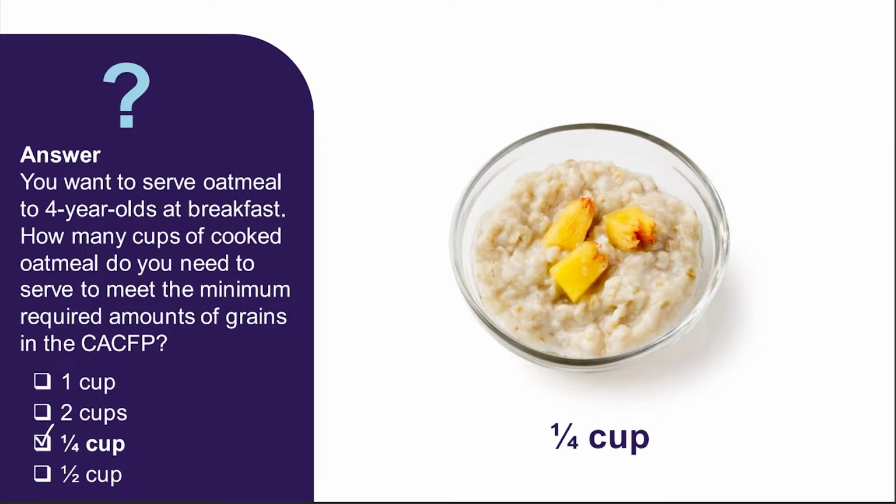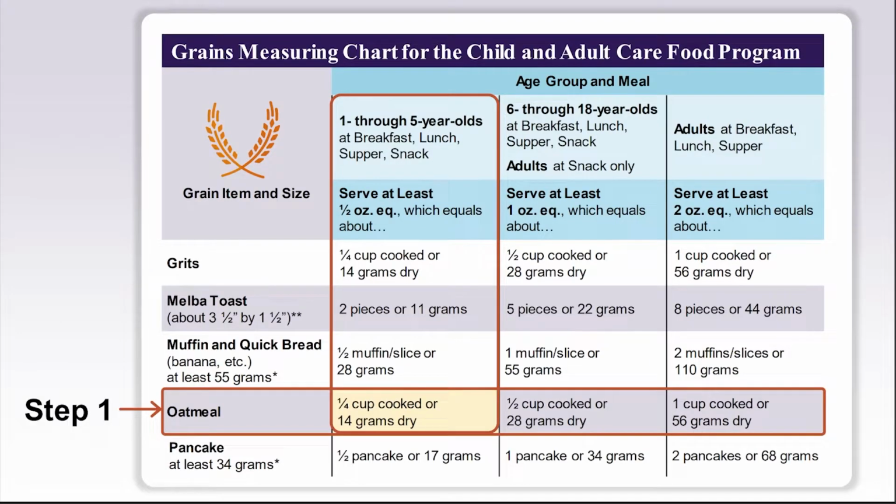You need to serve at least a 1/4 cup of cooked oatmeal to each 4-year-old in order to meet the minimum required amount of grains at breakfast for 4-year-olds in the CACFP. Let's take a look at how we got that answer. First, we find the food we want to serve, which is oatmeal. Step 2 shows us that the oatmeal does not have any weights or sizes next to it, so we don't need to check the size of the oatmeal to know that we can use a chart.